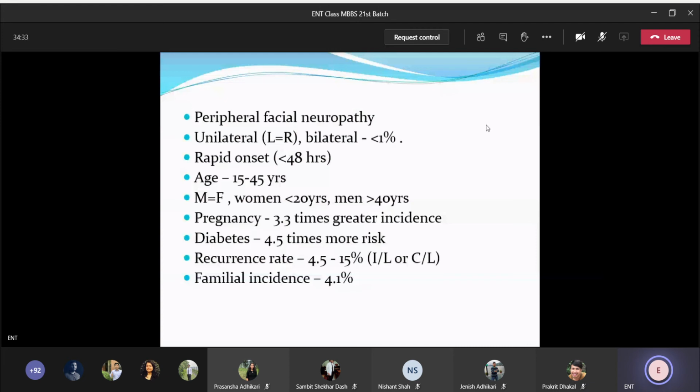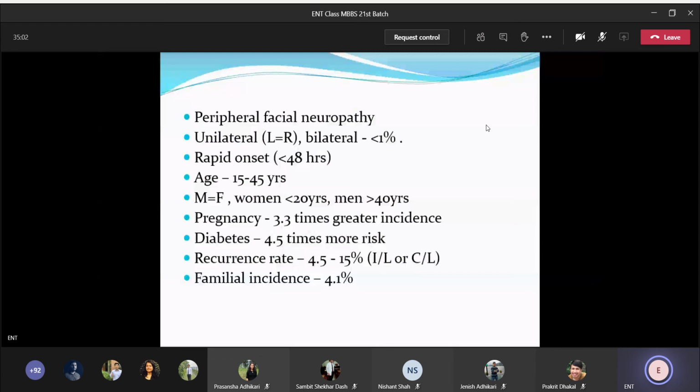There will be facial frowning on both sides present. If it is a central cause, the forehead is spared. If the forehead is not spared, it is the peripheral facial neuropathy, and it is unilateral. Both sides are involved equally, and in 1% of the cases there may be bilateral involvement.